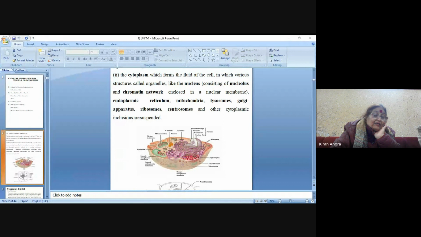Similarly, another organelle which is present is the lysosomes. They are the suicide bags of the cell. Why are they called suicide bags? Because they have powerful hydrolytic enzymes. At the time of the death of the cell, the lysosomes rupture, and they release the enzymes which result in the self digestion or autolysis of the cell. So that's why they are called the suicide bags. Then comes the mitochondria.